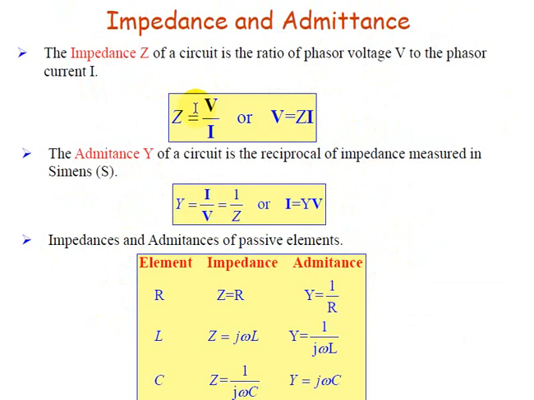We have already introduced the term impedance, which is the voltage and current response of any circuit, and the reciprocal of impedance is Y, which is the admittance. Admittance is the allowance of current through a network. And here is the comparison of resistor, inductor and capacitor relationships, and their impedance and admittance.